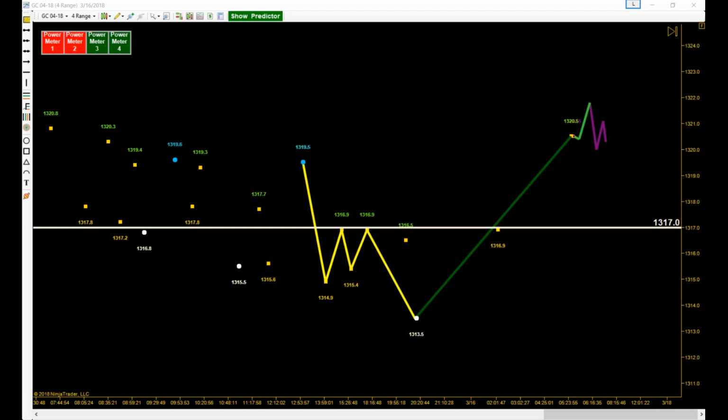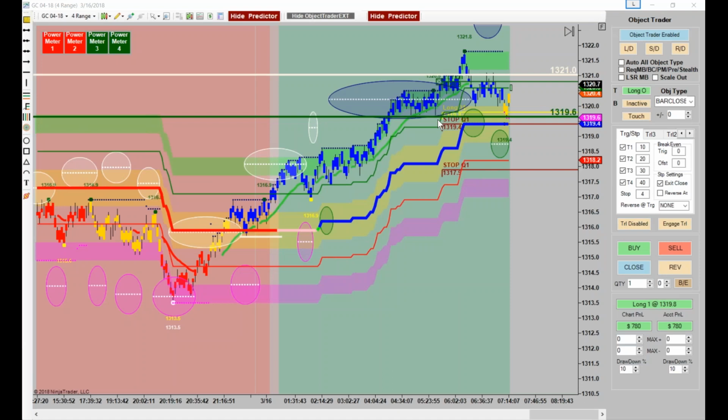Because it came right down to support. Oh, just one sec, sorry. See where I drew the line for support? I went ahead and took a little trade. Looks like it's going to work too. I put a nice tight stop on it just in case. And we got a target.